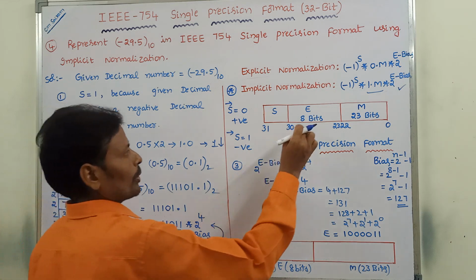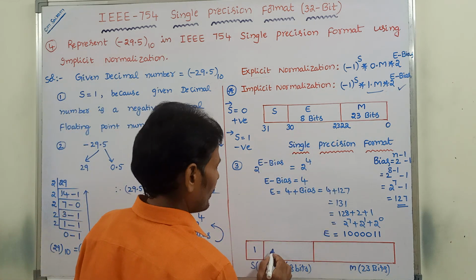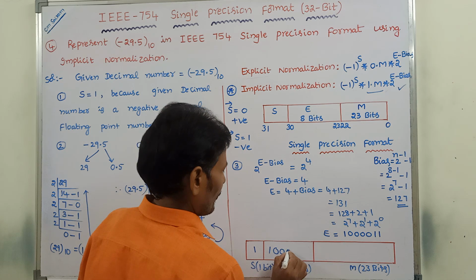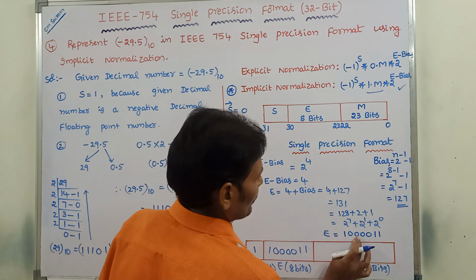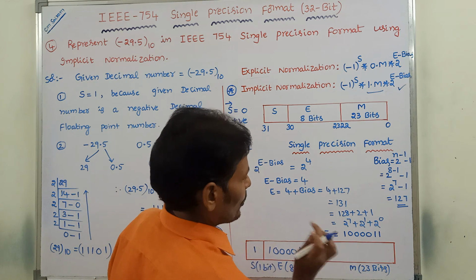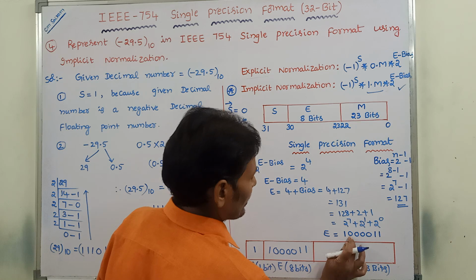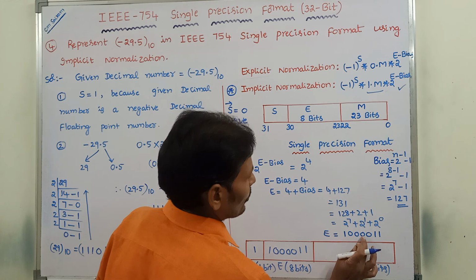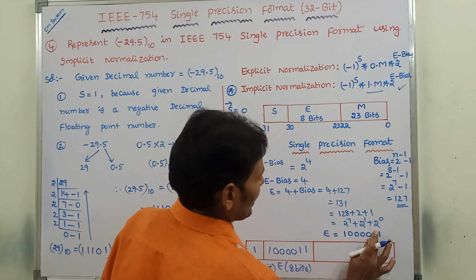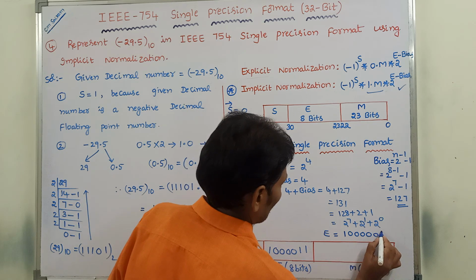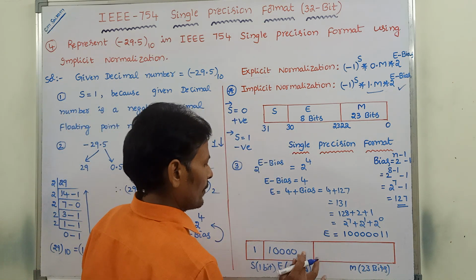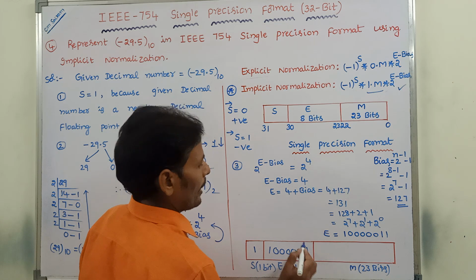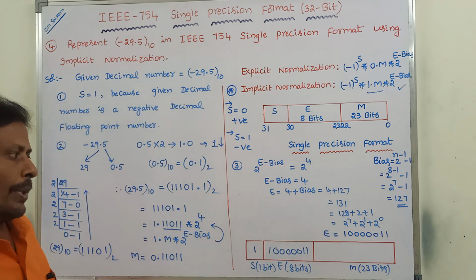What is the exponent value? Exponent value is 8 bits: 1, 4 zeros, 1, 1. 2 power 7, 2 power 6, 2 power 5, 2 power 4, 2 power 3, one more 0 is there. 8 bits are there.